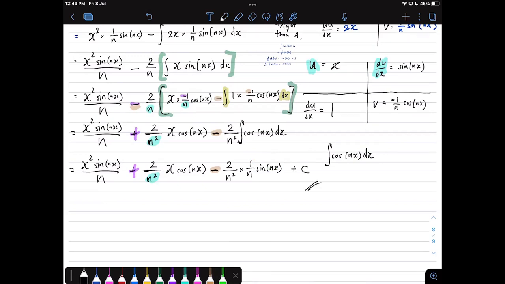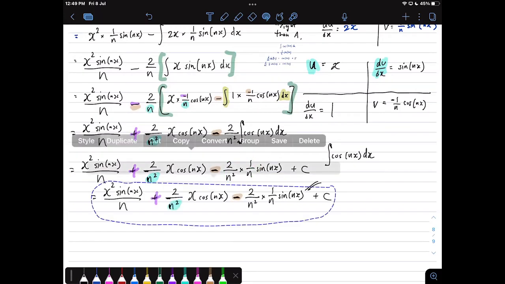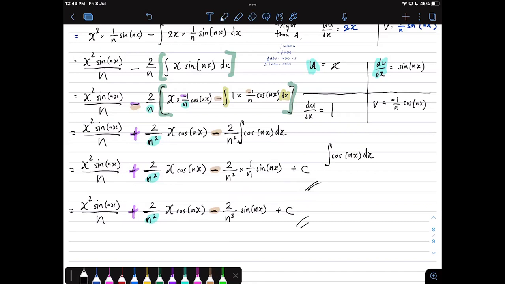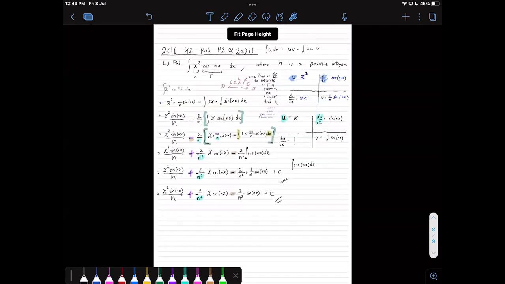Done. Okay, you can clean up a little bit more. Here will be n cube. So you'll end up with 2 times 1 is 2, n squared times n is n cubed. Okay, that's how you do it. This is expected in A levels. You have an n here. All right, that's all. And then the rest, let me see.